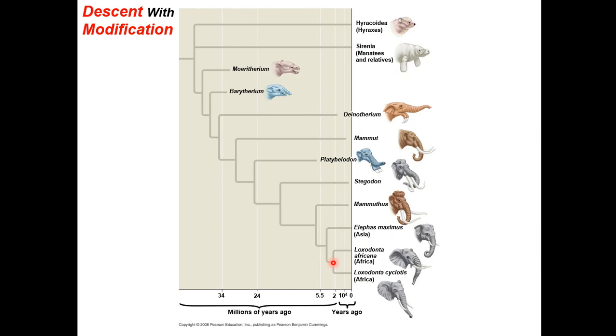So if one is africana, this one is cyclotis. Since they are of the same genus, they are closely related as compared to Elephas maximus. The common ancestor of Elephas maximus from Asia is farther away. And the two Loxodonta species are here. So these are closely related as compared to Mammuthus. Mammuthus is here. The common ancestor of Elephas maximus and the Loxodonta species with Mammuthus is here.